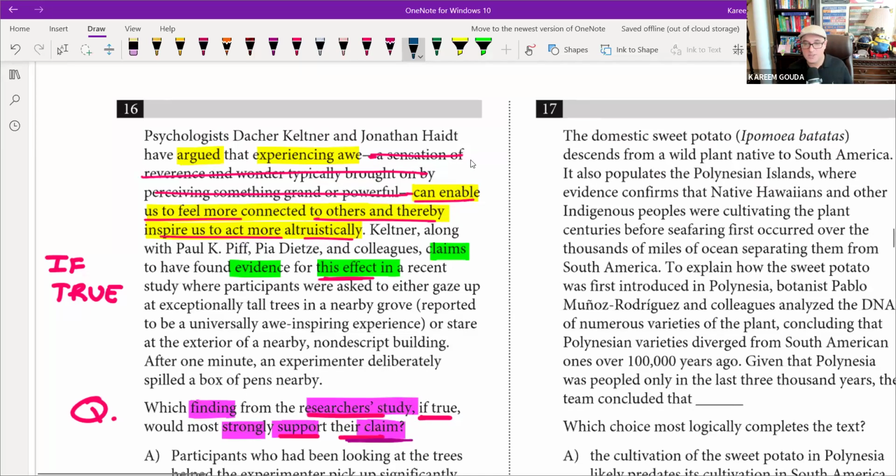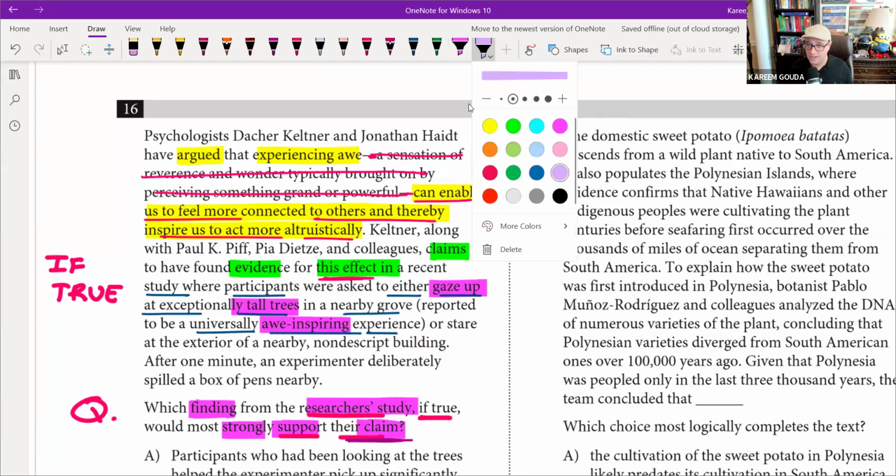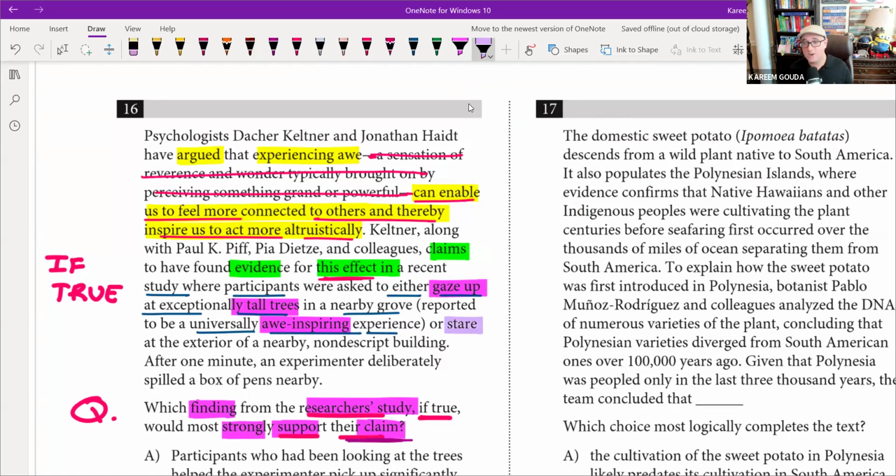Let's take a look. In a recent study, participants were asked to either gaze up at exceptionally tall trees in a nearby grove, reported to be a universally awe-inspiring experience. Okay, so we have two sets of people. The first set are going to gaze up at tall trees, and this is awe-inspiring. You feel a sense of greatness, of wonder when you look at very tall trees. The other group, in light purple, stare at the exterior of a nondescript building, so a boring building.